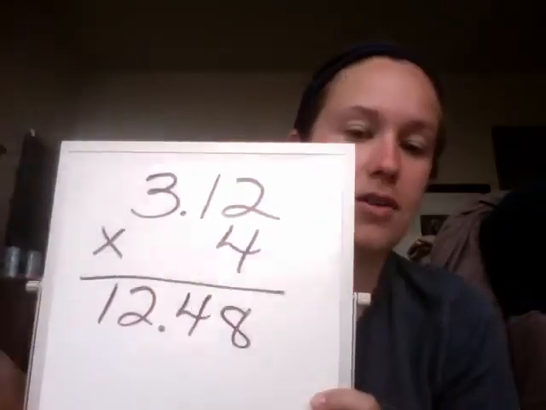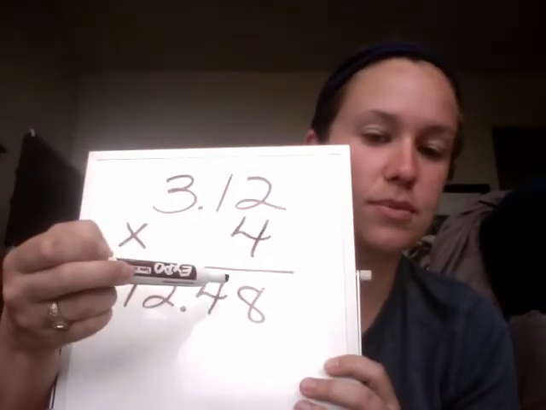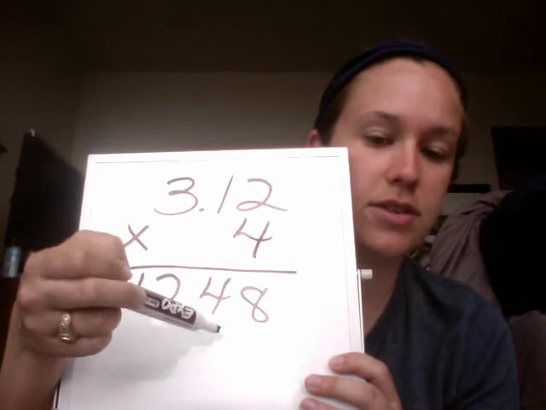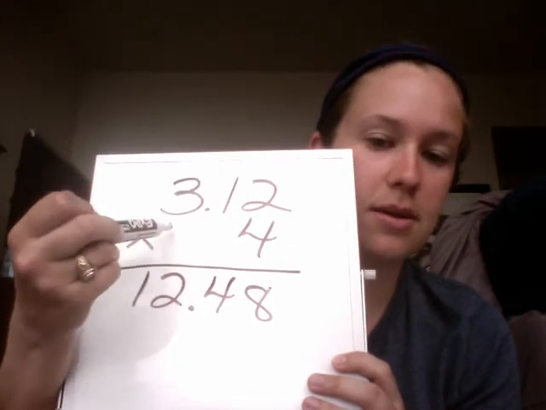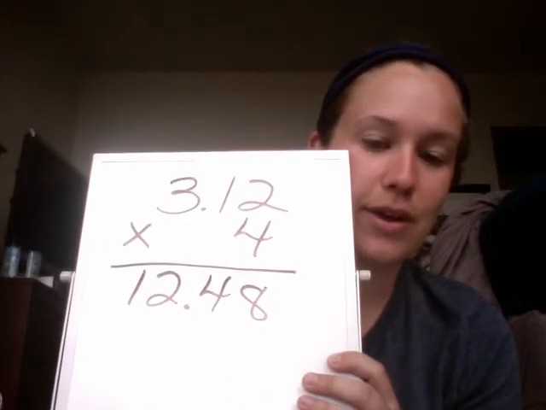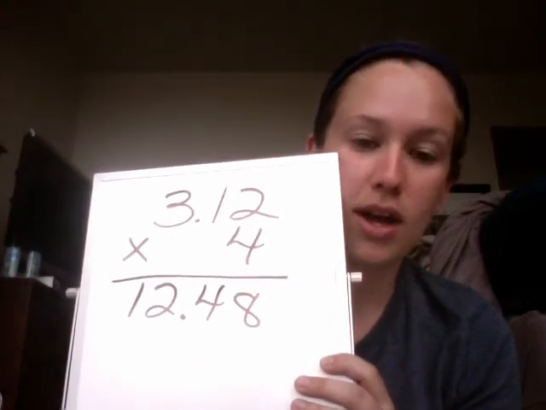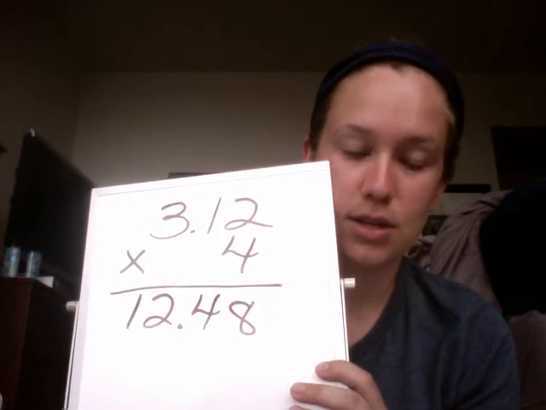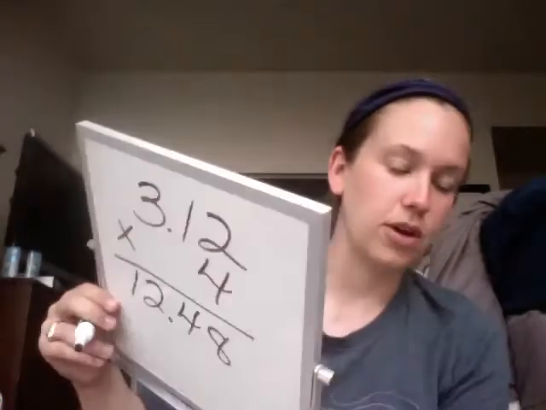Okay, here we have 2 hundredths times 4 is 8 hundredths. 1/10 times 4 tenths is 4. And 3 ones times 4 is 12. So 12.48. And then let's do F. 4 and 52 hundredths times 8.